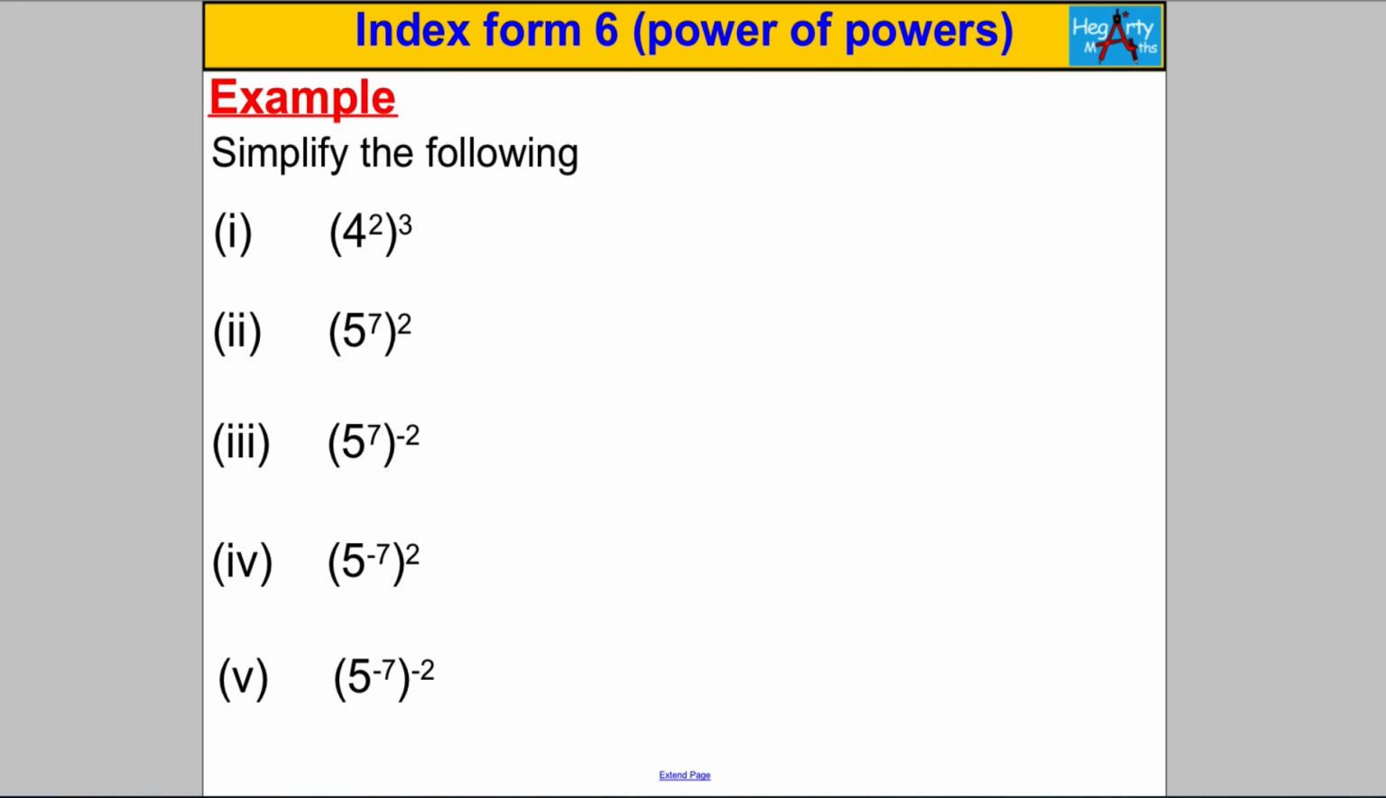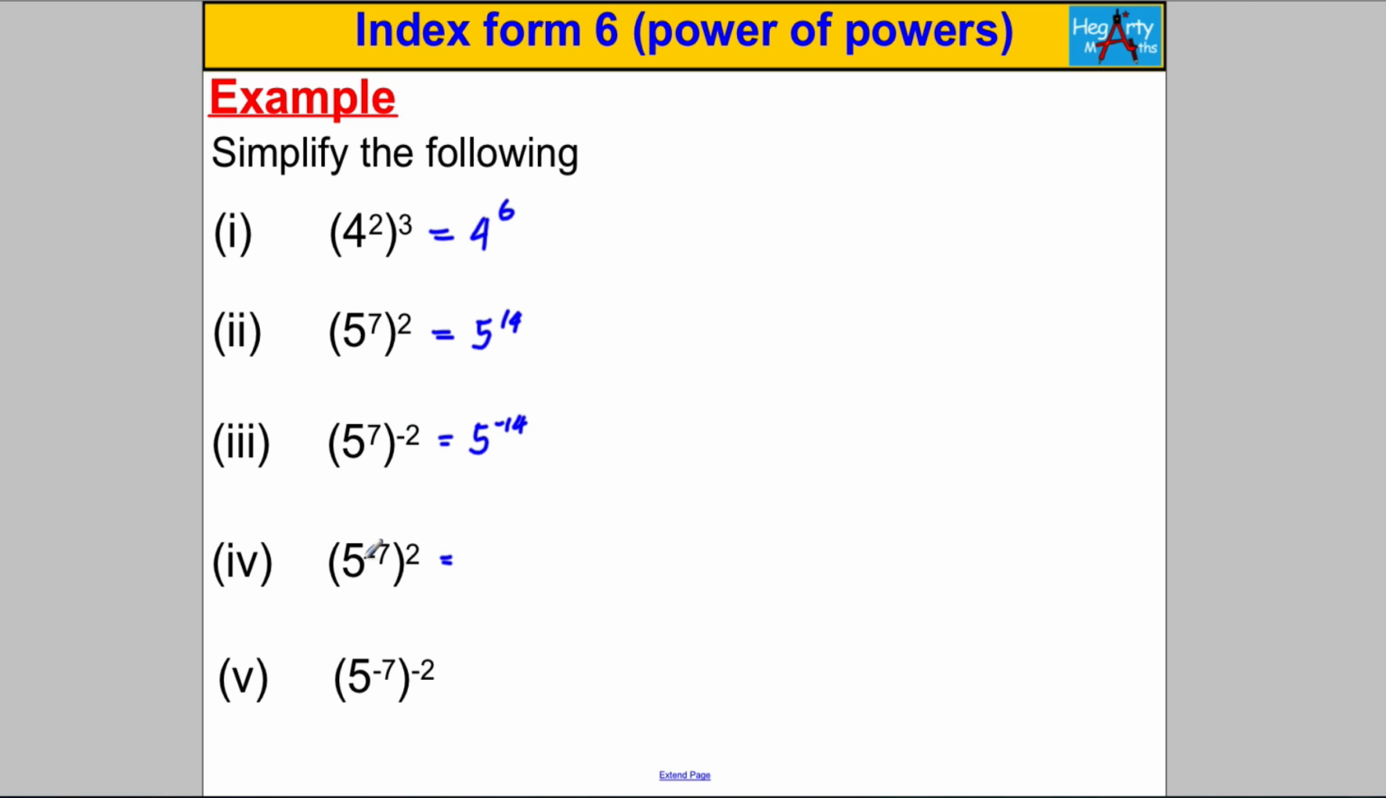Okay, we're asked to simplify the following. So 4 squared to the power of 3 is 4 to the 2 multiplied by 3, which is 4 to the 6. That's right. Be careful not to add the powers and say that's 4 to the 5. 5 to the 7 all squared will be 5 to the 7 multiplied by 2, which is 14. 5 to the 7 to the negative 2 would be 5 to the 7 multiplied by negative 2, which would be 5 to the negative 14, as a positive times a negative is a negative.